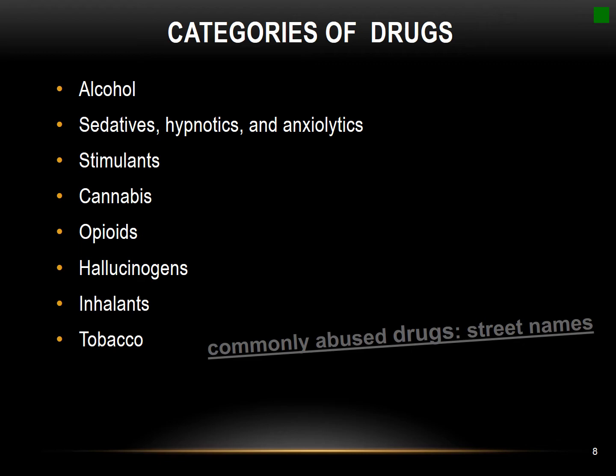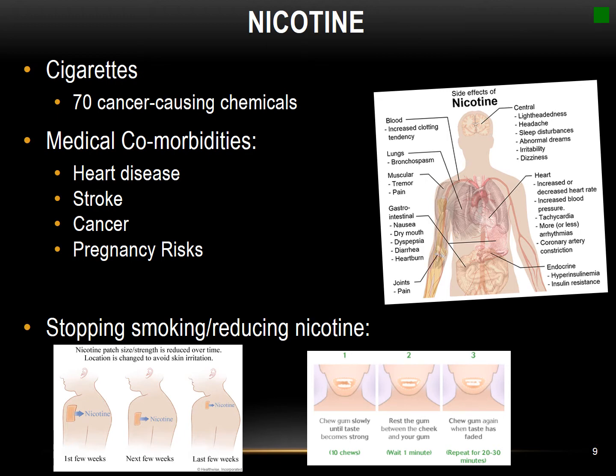All right, here we go. We'll start with nicotine. Cigarettes are the primary delivery method for nicotine. Cigarettes are not just tobacco. It takes an awful lot of chemistry to slow the burning of tobacco, to add flavor and other methods to make the experience of purposefully inhaling the results of a burning fire to be pleasurable. So, cigarettes have 70 cancer-causing chemicals.